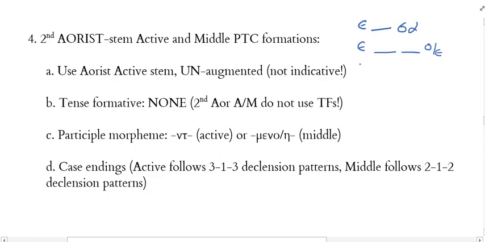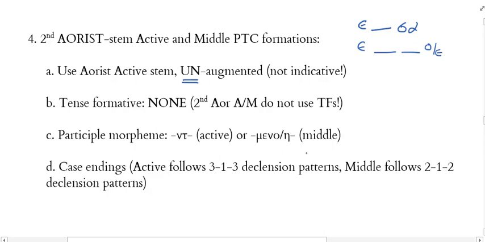And we're going to see something very similar here when we come to second aorist participles that are active and middle. So how do we form these? Well, we're going to use the aorist active stem, just as we do for the aorist indicative. But remember, since we're outside of the indicative mood, it will be unaugmented. So no augments here. Tense formatives are nil. Okay. The participle morpheme, though, is still nu tau if we're active, meno-mene if we're middle. Why am I not using the word passive here? Because the aorist passives are different from aorist middles. Okay, so we're going to deal with the passive ones all by themselves in just a minute.